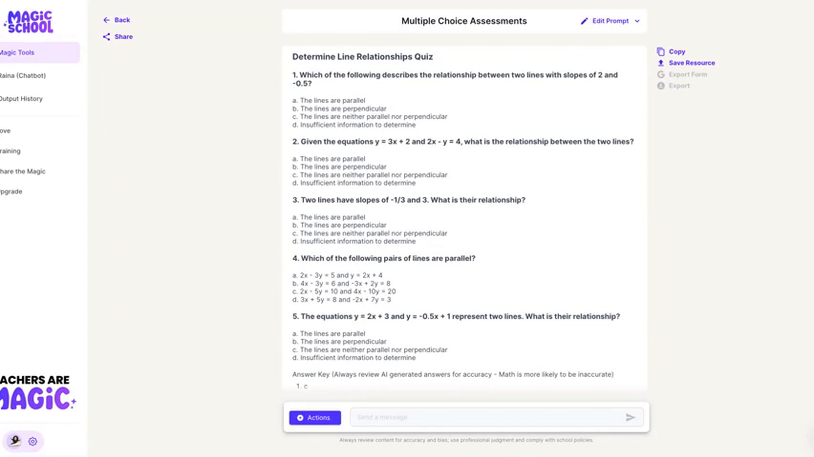However, just like with any other resource, you're going to want to take what works for you and leave behind what doesn't. Don't feel like you have to use all of the questions that are generated if you don't like them. In addition, don't forget to double check all the answers and the equations, especially if you're dealing with math.